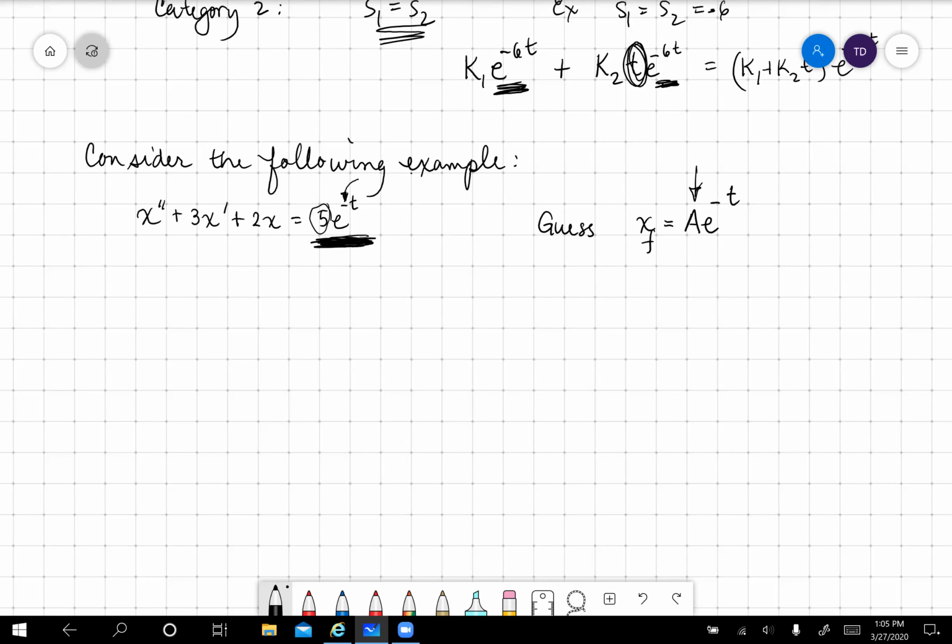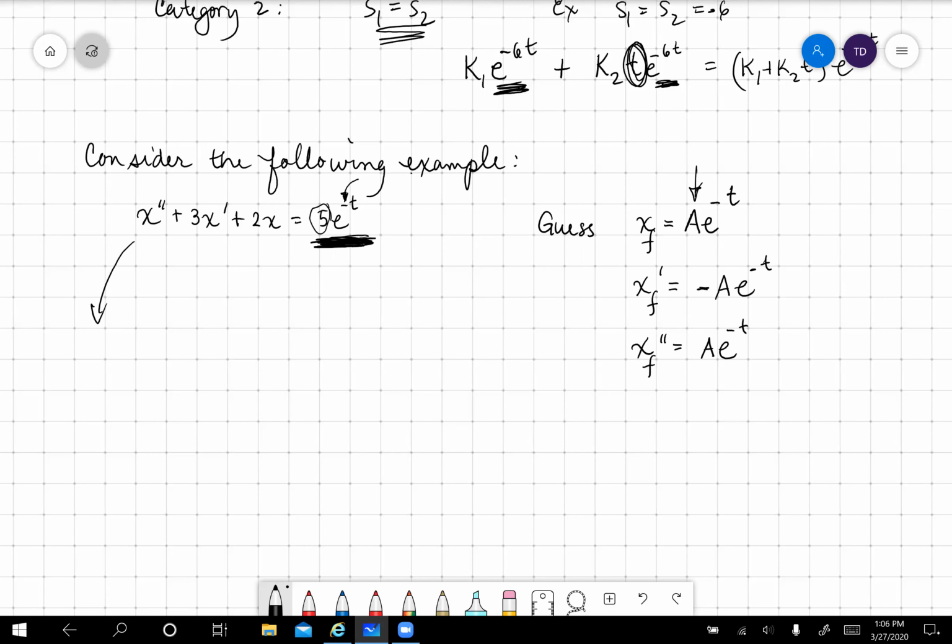Excellent. So when I do that, following along, I need xf double prime. And if you followed along, xf prime should be -1 A e to the minus t, and then xf double prime equals another minus, makes it a positive, A e to the minus t. All right, now let's see what happens. We're going to plug this in and solve for A, correct? That's what we need to do. Plug it in, solve for A.